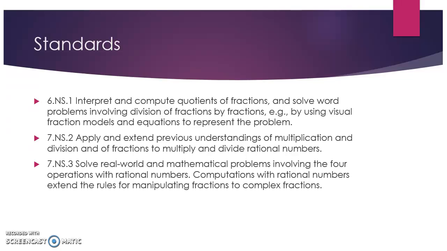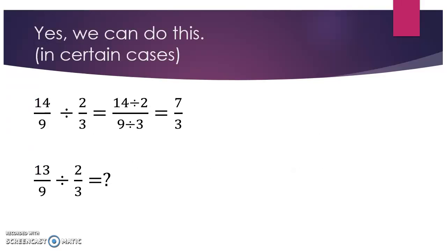So the short answer to the question of can we just divide straight across is yes, we can, but only in certain cases. In our original example, we have 14 over 9 divided by 2/3 equals 14 divided by 2 over 9 divided by 3, which equals 7/3. This is pretty easy to see because 14 is divisible by 2 and 9 is divisible by 3. But let's say we have something like 13 over 9 divided by 2/3. 13 divided by 2 is where it gets a little messy because 13 isn't divisible by 2. We would have a fraction within our fraction or a decimal within our fraction, which we can't have. It would make things very complicated.